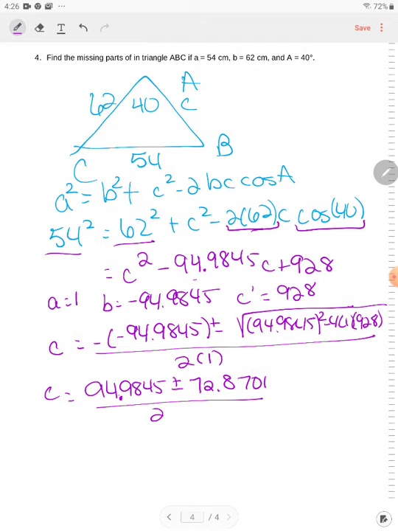Okay, so let's see, 94.9845. Now notice these numbers are both positive, so we are going to get two triangles. So for one angle measure, actually this is length C. So for one of length C, I get C is equal to 84. Okay, or if I do the subtraction, C is equal to 22.